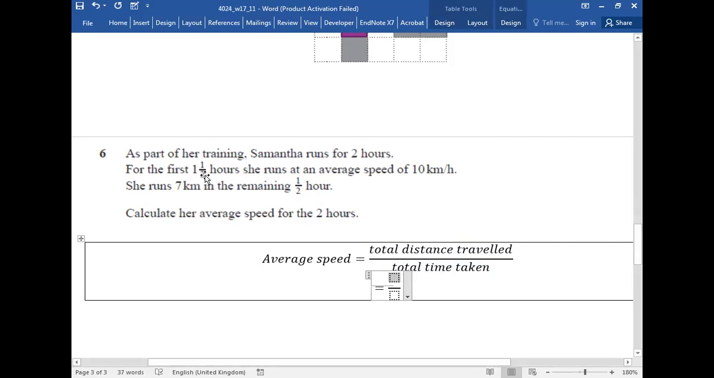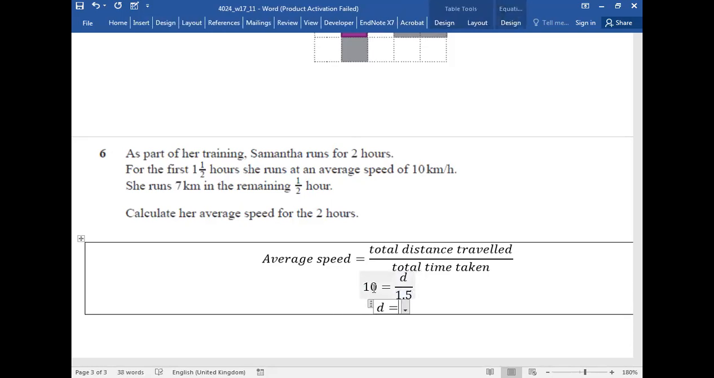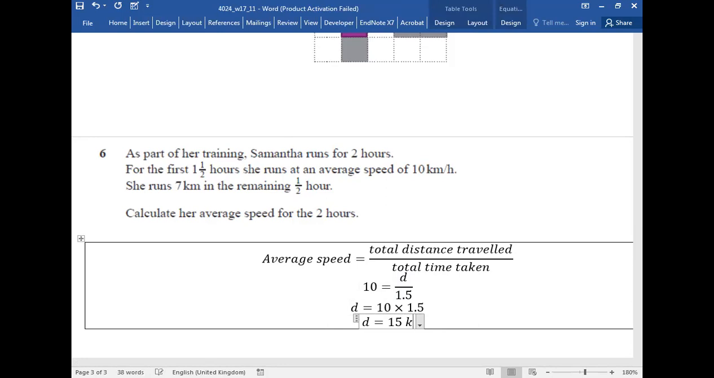For the first 1.5 hours, we know the speed, right? So पहले वाले की speed हमें पता है, which is 10. Distance नहीं पता. Time is 1.5. Can you tell me the distance to पहले first run में she has run? 1.5 will go over there and it will multiply. So 10 into 1.5 is 15 kilometers. This is the distance of the first run.